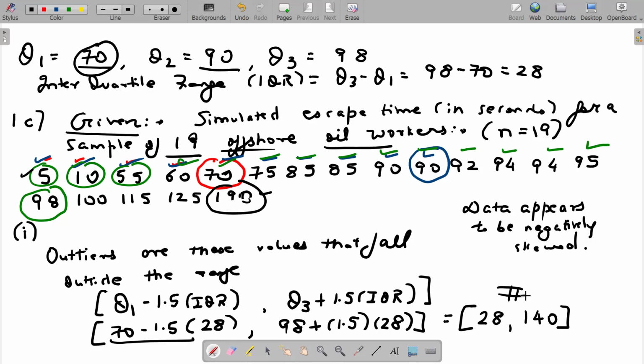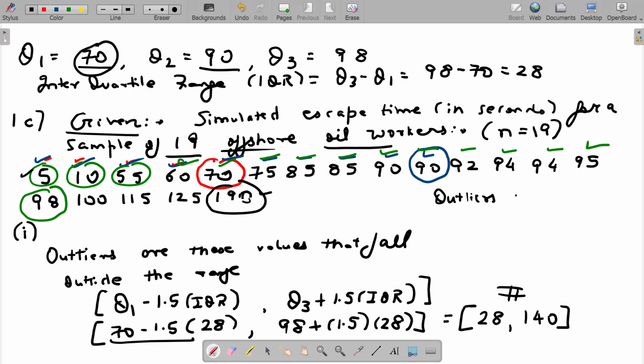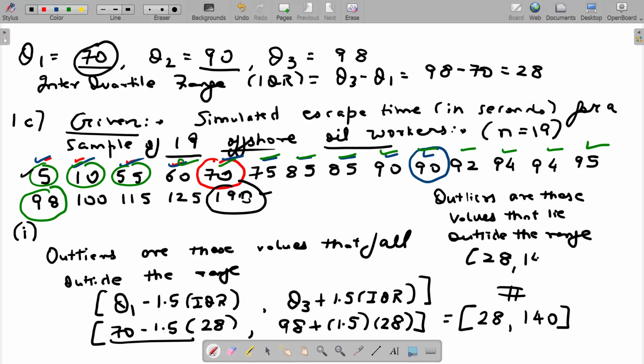Okay, so I can write this to be clear that outliers are those values that lie outside the range, in this case from 28 to 140. Okay, so hoping students have understood this.